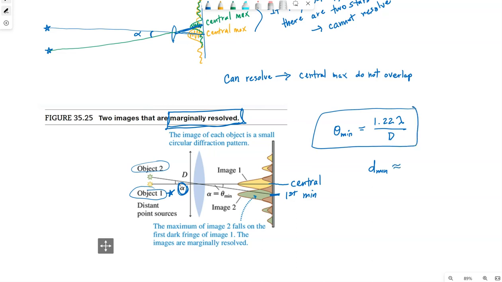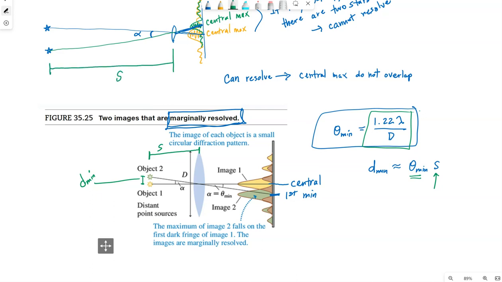D min is approximately theta min times S. What this represents, if I come back to my picture here and erase, is the minimum distance between these two stars that we can resolve, and this is marginally resolved. It will be approximately this angle that we have for the first dark spot for one of the sources, times S. S is the distance from the lens out to the sources of light. If I draw it in the picture I was making above, it would be this distance. D min would be this distance.